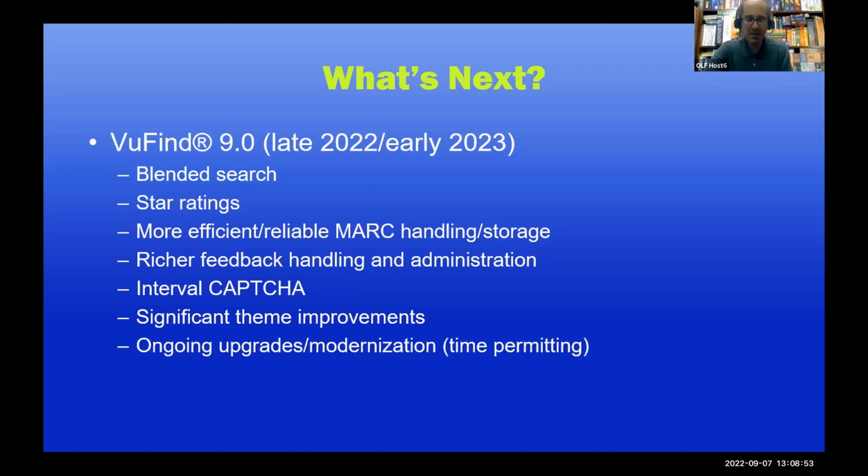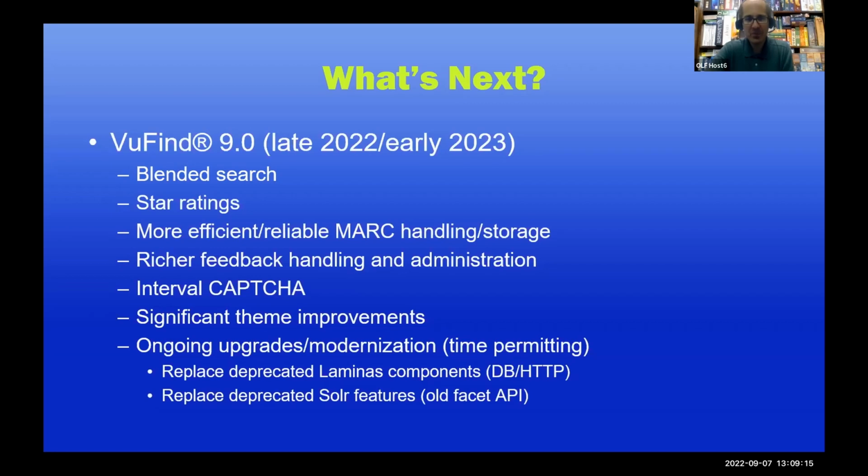There are also some ongoing infrastructure upgrades and modernizations that need to happen. I'm not sure that all of these will happen in time for 9.0. I think some will slide into 10. But there are things we've been talking about before. There are some older Laminas components that aren't getting much attention anymore and need to be replaced with more active and supported libraries. There are some Solr features that are going to be changing in the future, so we need to be ready for those. And we just recently discovered that the Blowfish encryption algorithm is falling out of favor, so we need to figure out a new default for encrypting ILS credentials in the database.